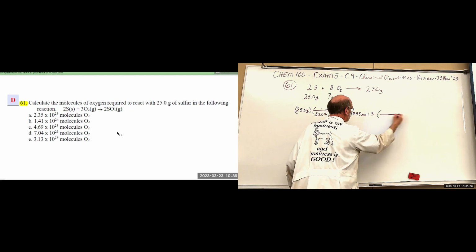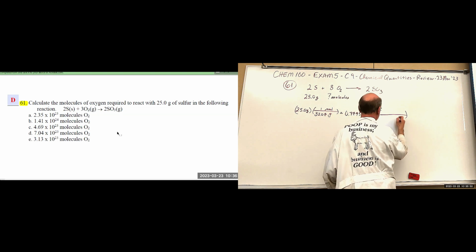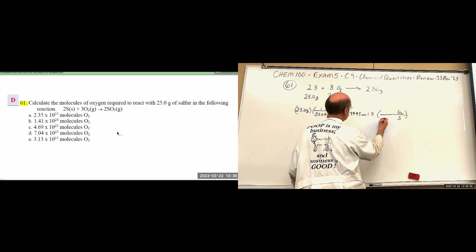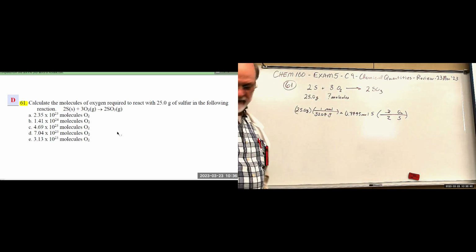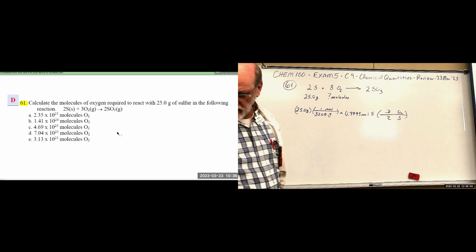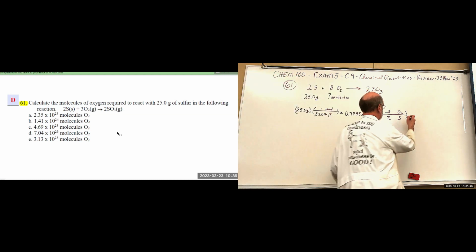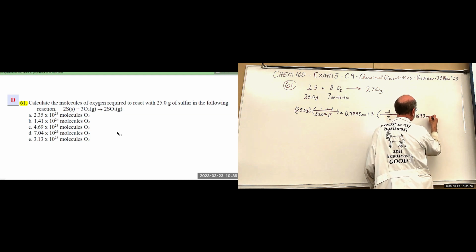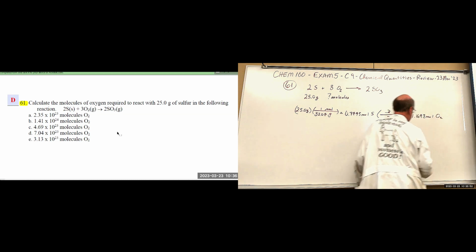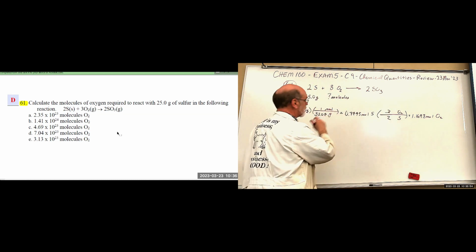So now we're going to convert moles of sulfur to oxygen. Right? And the ratio is 2 of these, 3 of those. And so 1.5 times that is 1.1693 moles of oxygen. Now we need molecules of oxygen.